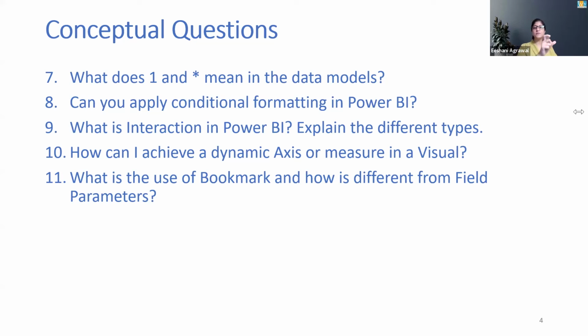Now, if you talk in terms of one single visual, a bookmark can also do this: I can create a visual in which I can change from country to category to subcategory. In field parameters also I can do that. So what is the difference in terms of one single visual? What can a bookmark do that field parameters cannot, or vice versa? Anyone can answer this question.